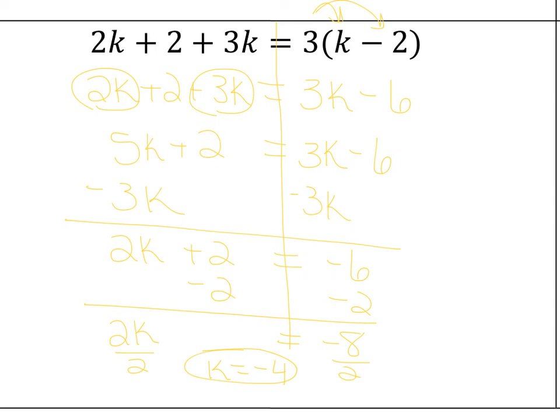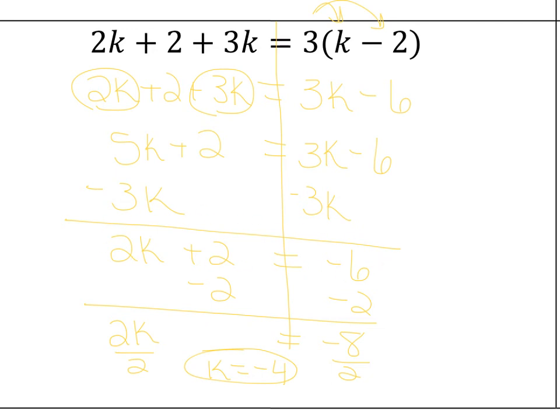Then I had like terms on the left. I combined them. 2k plus 3k was 5k. I didn't have any like terms on the right, so I just copied. At this point, 5k and 3k, 3k is smaller. So I'm going to subtract 3k from both sides. And I ended up with the two-step equation 2k plus 2 equals negative 6.